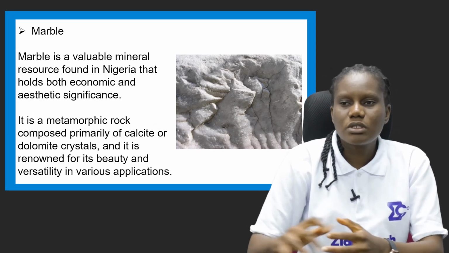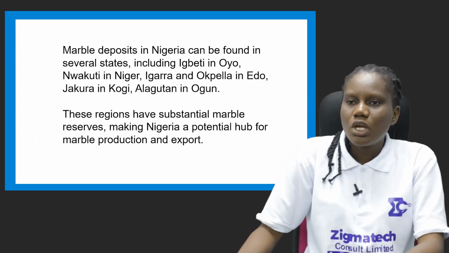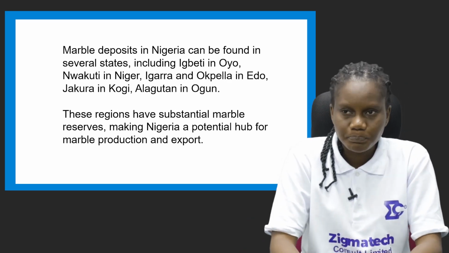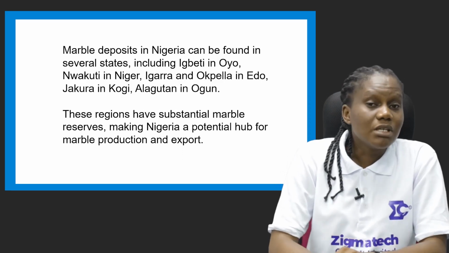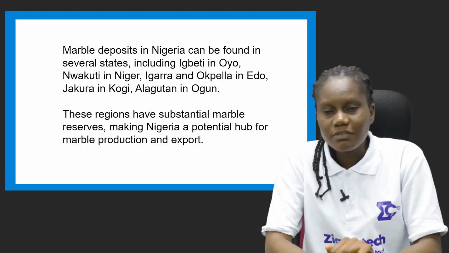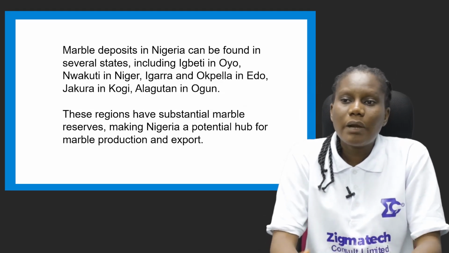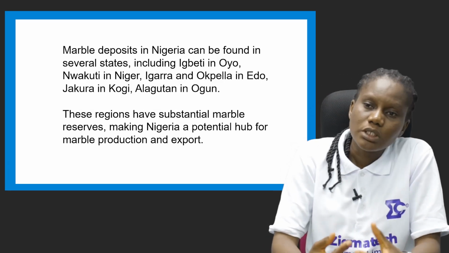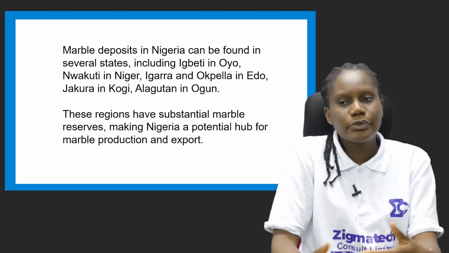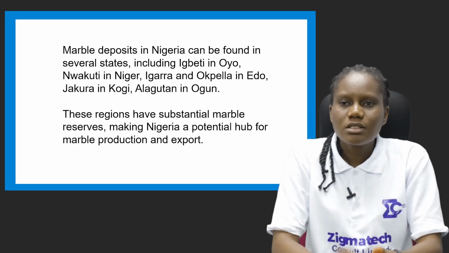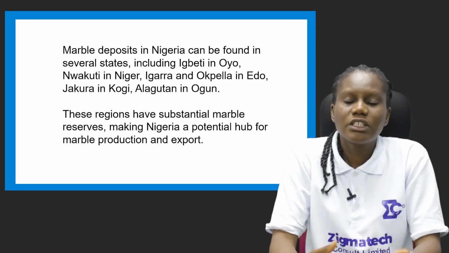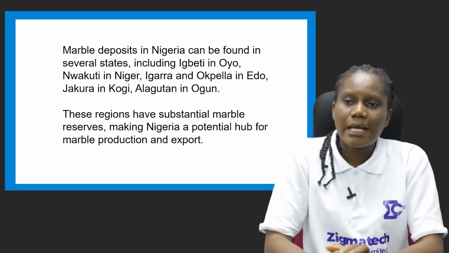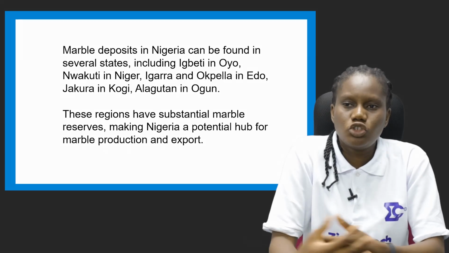versatility in various applications. So where do we find our marble deposits in Nigeria? You can find them in Igbeti, Oyo State. You can find a deposit too in Igara and Okpella in Edo State. You can find it in Jakura in Kogi State. You can find it in Alaguta in Ogun State, and some other states too. They have the privilege. They have marble deposited on their land, so they are found across Nigeria.